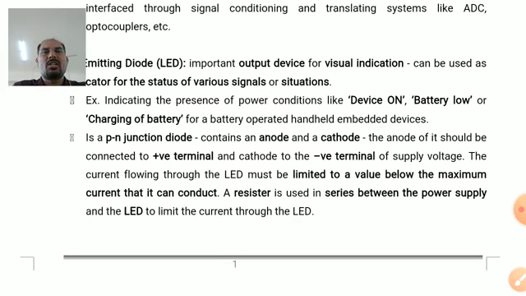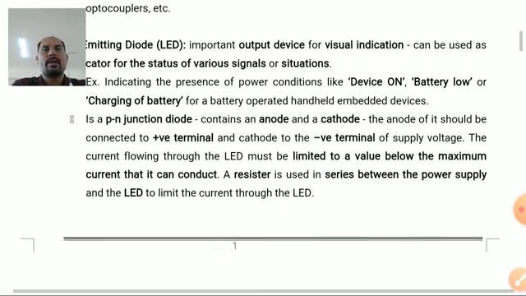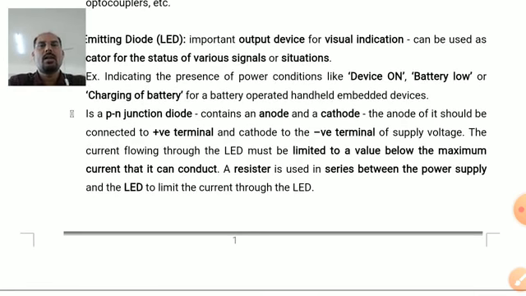This is a PN junction diode that contains an anode, the positive terminal, and a cathode, the negative terminal. The anode of it should be connected to the positive terminal and the cathode of it should be connected to the negative terminal of the power supply for its operation. When we make this connection, current flows through the LED, that is, from anode to the cathode. The current through the LED must be limited to a value below the maximum current that it can conduct, and that flow of current can be limited with the help of a resistor connected in series between the power supply and the LED.